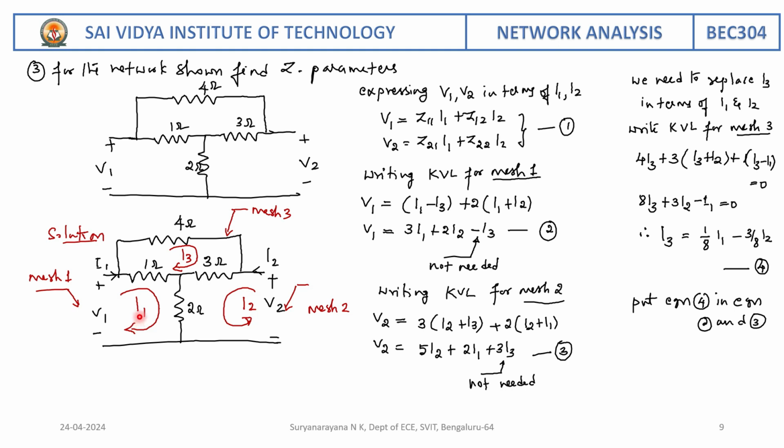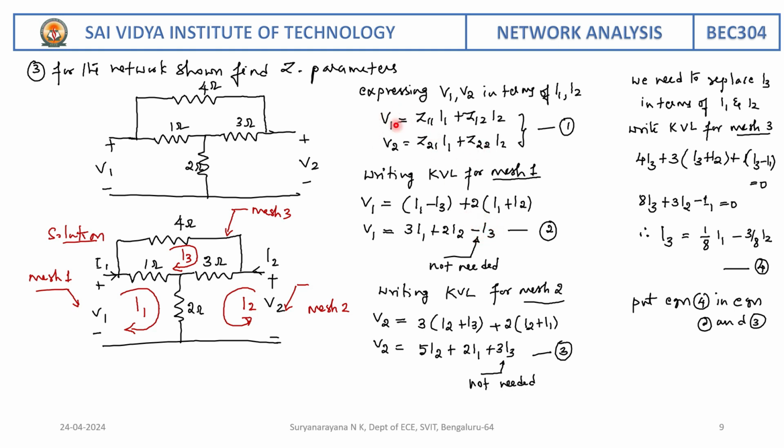So for mesh 1, 2 and 3, write Kirchhoff voltage law. So for mesh 1, it is V1 is equal to I1 and I3 are in opposite. Therefore, 1 into I1 minus I3 plus 2 into I1 and I2 are in the same direction. So they are going to sum up here. Now V1 is equal to 3I1 plus 2I2 minus I3.